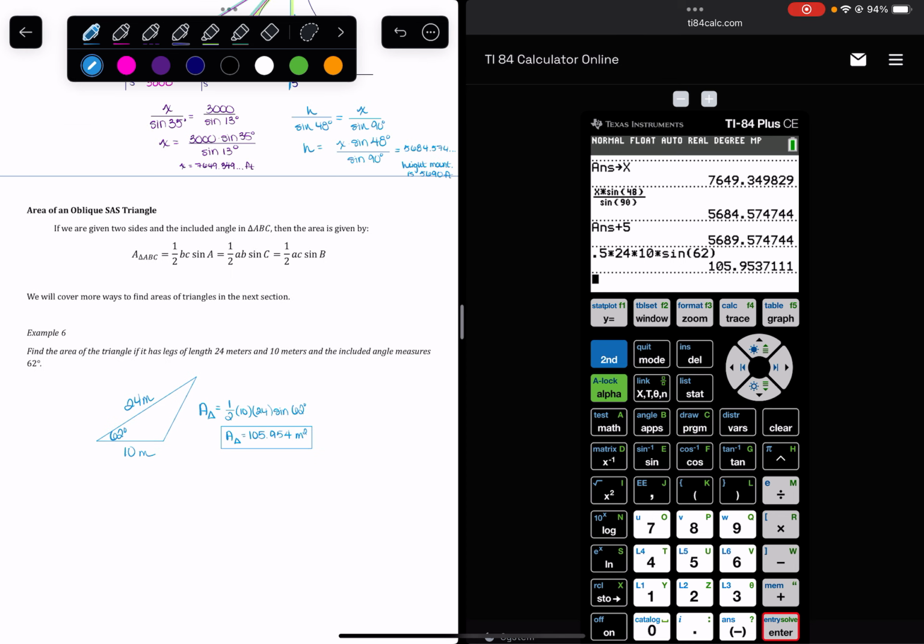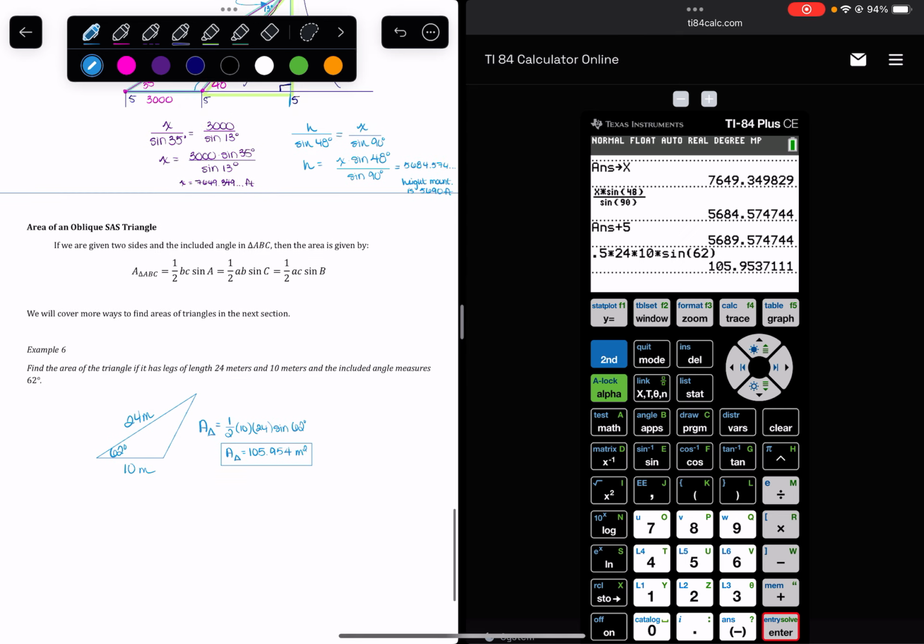All right, so that's the end of this section. I know this was a long note, but I wanted to make sure you had a variety of examples to look at.